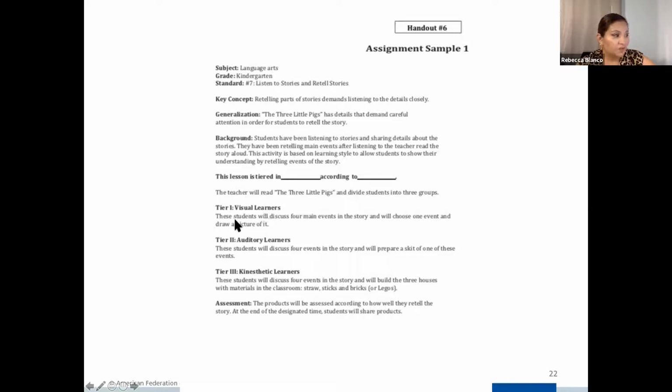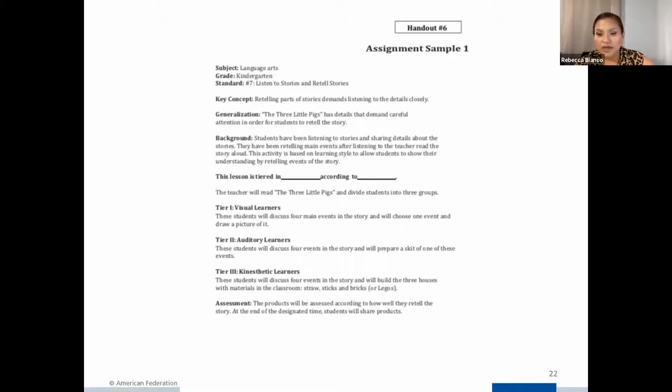Visual learners. These students will discuss 4 main events in the story and will choose one event and draw a picture. Auditory learners. These students will discuss 4 events in the story and will prepare a skit of one of these events. And tier 3, kinesthetic learners. These students will discuss 4 events in the story and will build the 3 houses with materials in the classroom: straw, sticks, and bricks. Okay, and the assessment is the products will be assessed according to how well they retell the story, and at the end of the designated time, students will share their products.